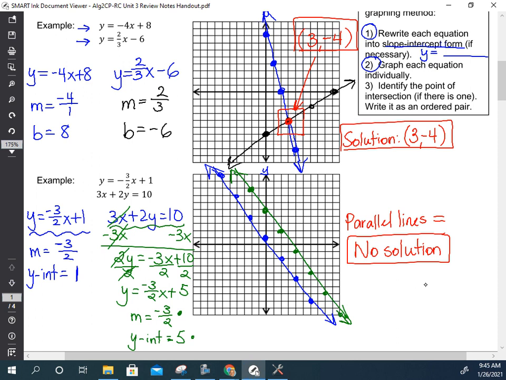We'll use one more example of graphing. Let's do one more example of graphing.